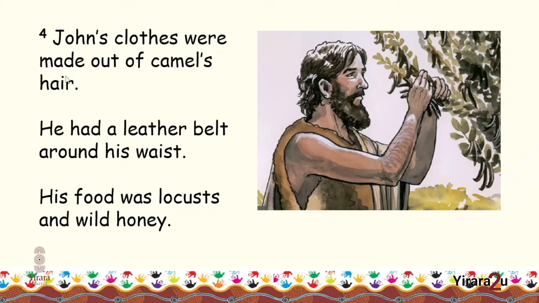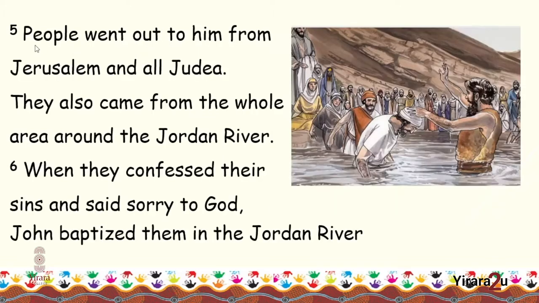John's clothes were made out of camel's hair. He had a leather belt around his waist. His food was locusts and wild honey.